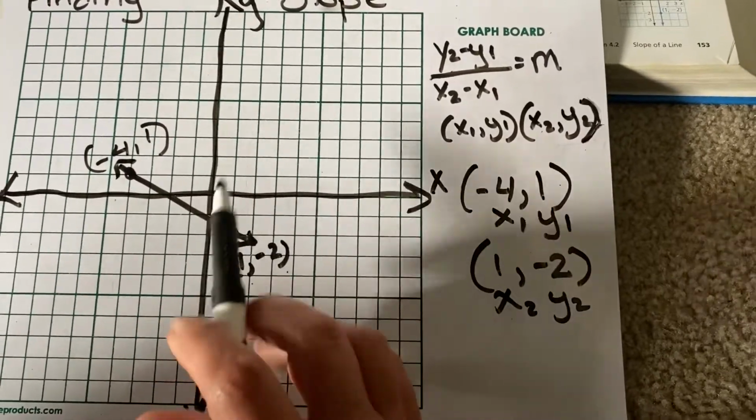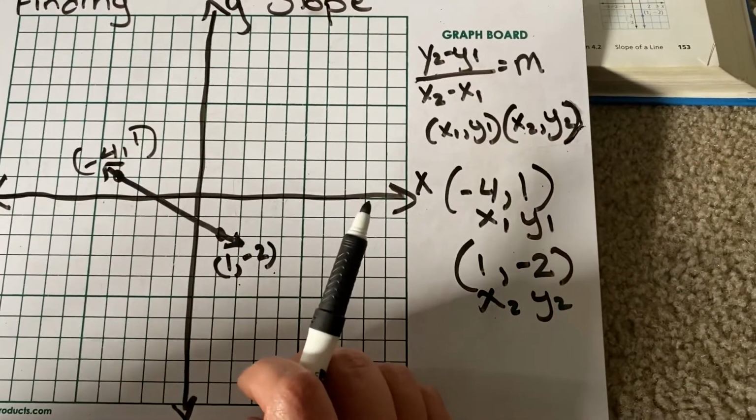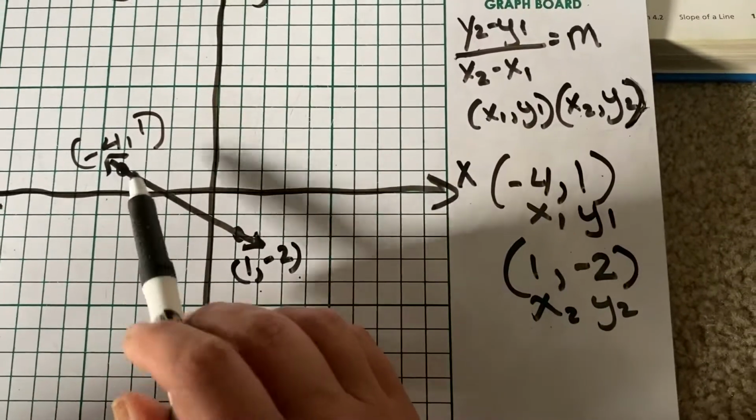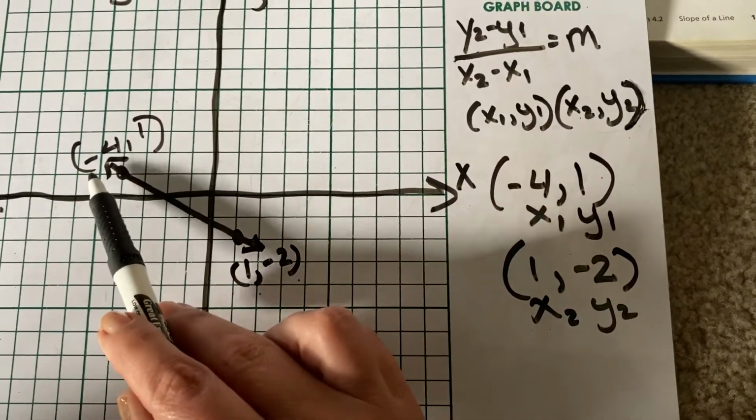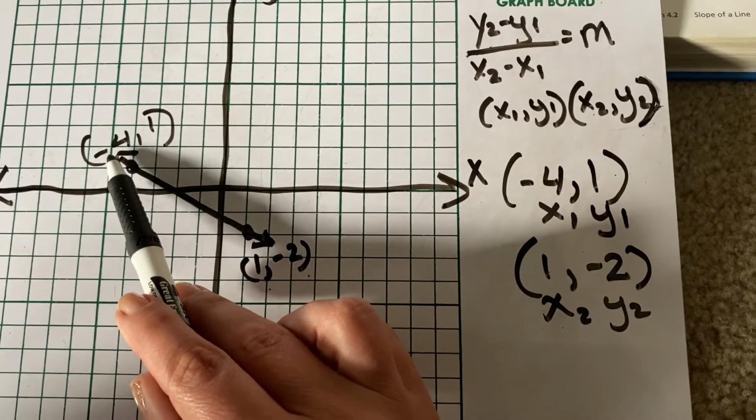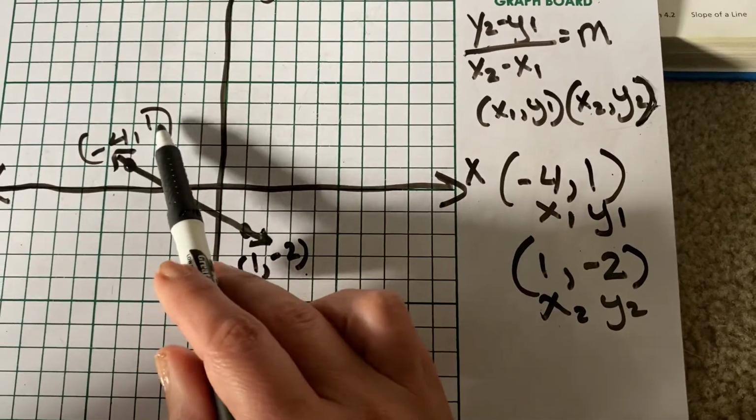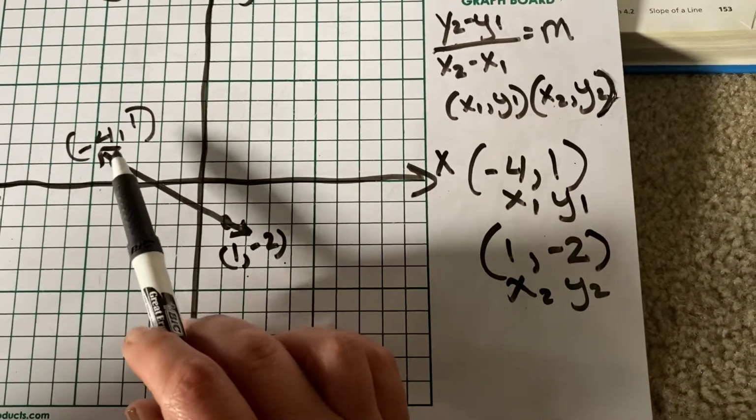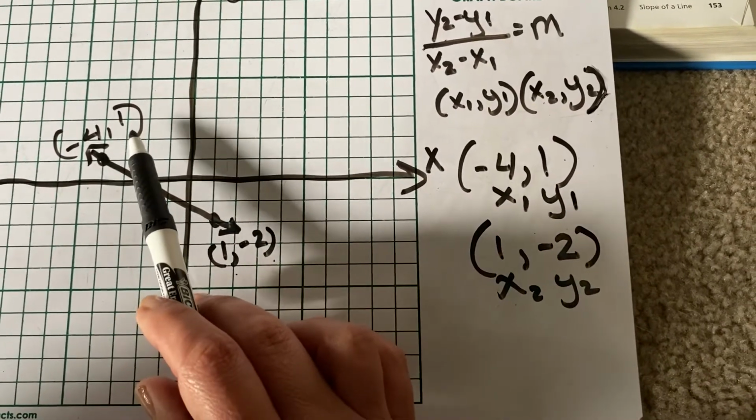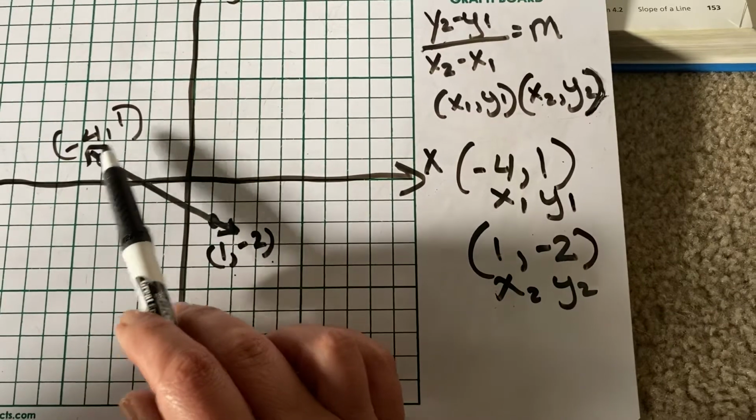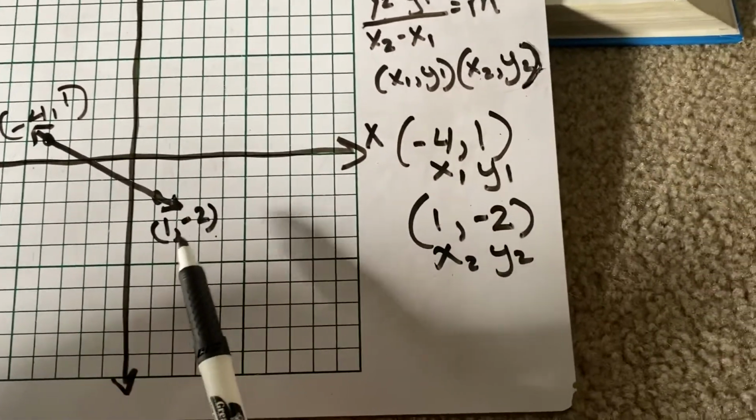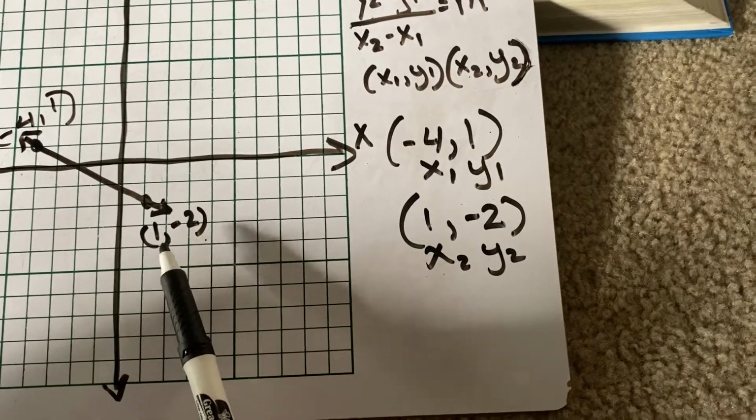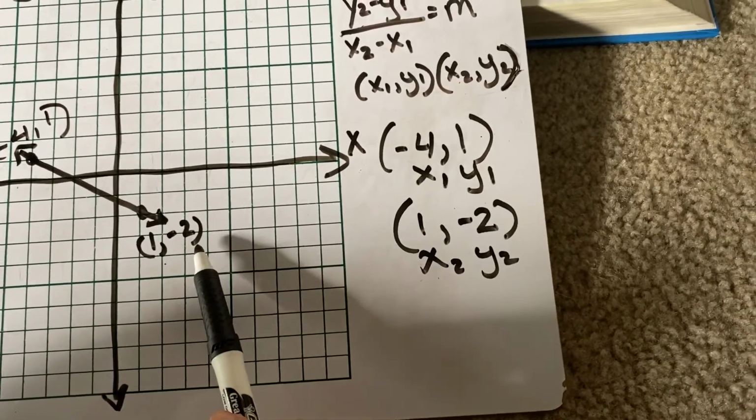You can also notice it's kind of a shallow slope, so the line shouldn't be too high when we find our slope. Probably going to be a fraction. So we're starting out with the first point, which is (-4, 1), and the second point, which is (1, -2). I'm going to call the first x1, y1, because it's the first x and first y coordinate, and the second x2, y2, because it's our second x coordinate and our second y coordinate.